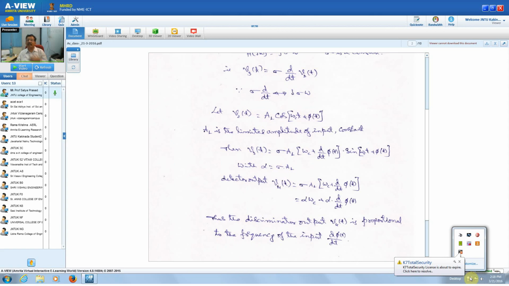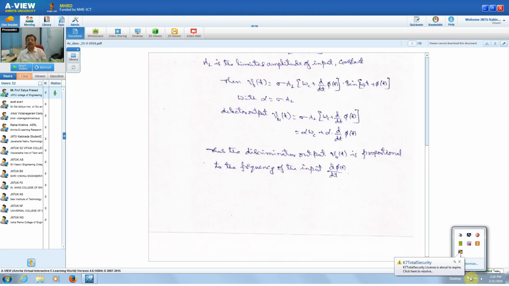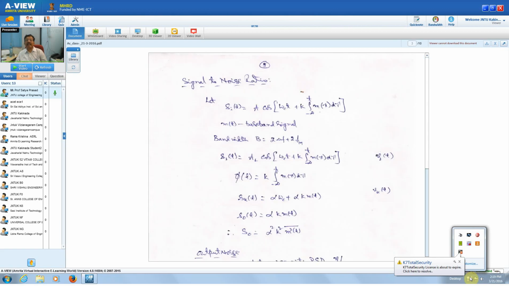Looking back at our frequency modulation definition, d by dt of phi of t is nothing but our frequency variations. Therefore, the discriminator output V4 is proportional to the frequency of the input, d by dt of phi of t. So we have converted the frequency variations into amplitude variations and obtained the output as that frequency. From this we will calculate the different noise powers and signal powers to get the signal to noise ratio of the frequency modulated signal.